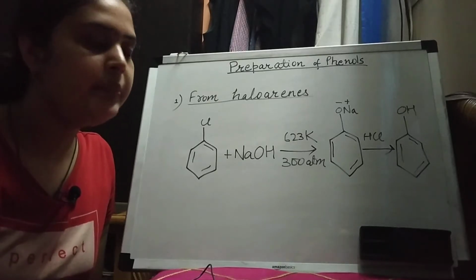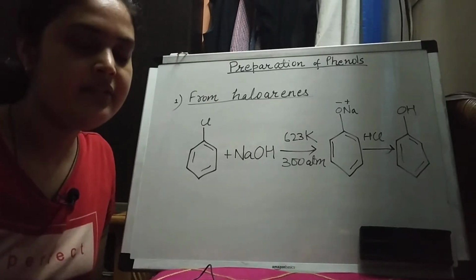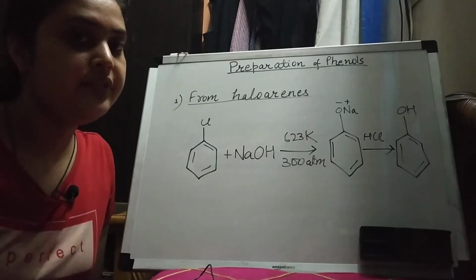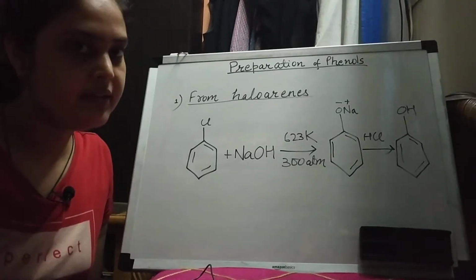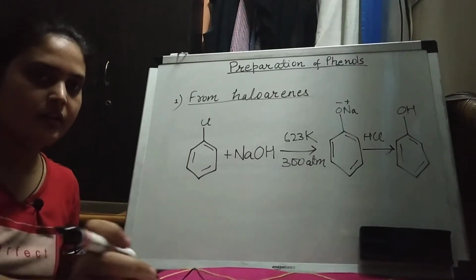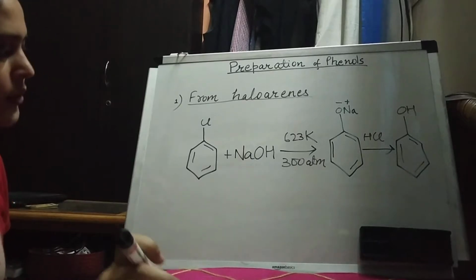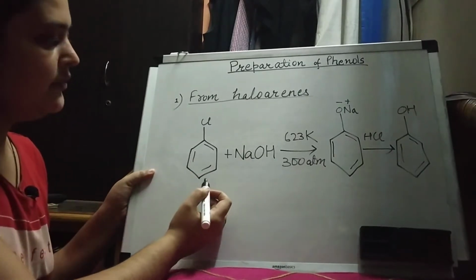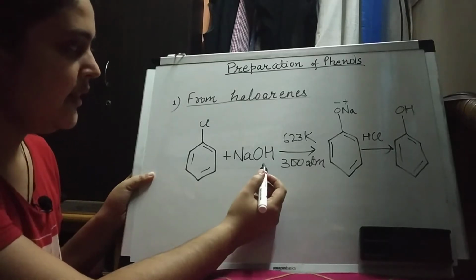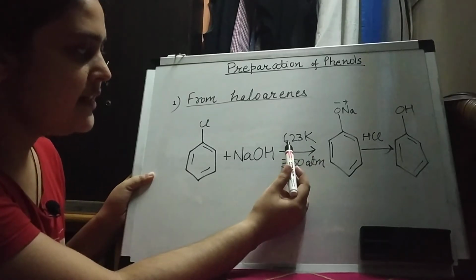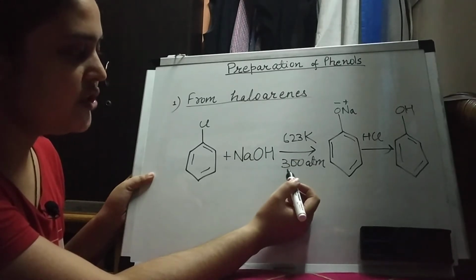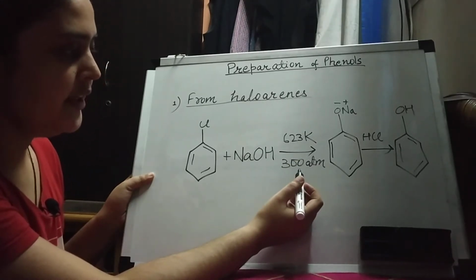We will prepare phenol from benzene derivatives in four ways. The first way is from the haloarenes. This is a haloarene, chlorobenzene, and we are fusing it with sodium hydroxide at a temperature of 623 Kelvin and a pressure of 300 atm.